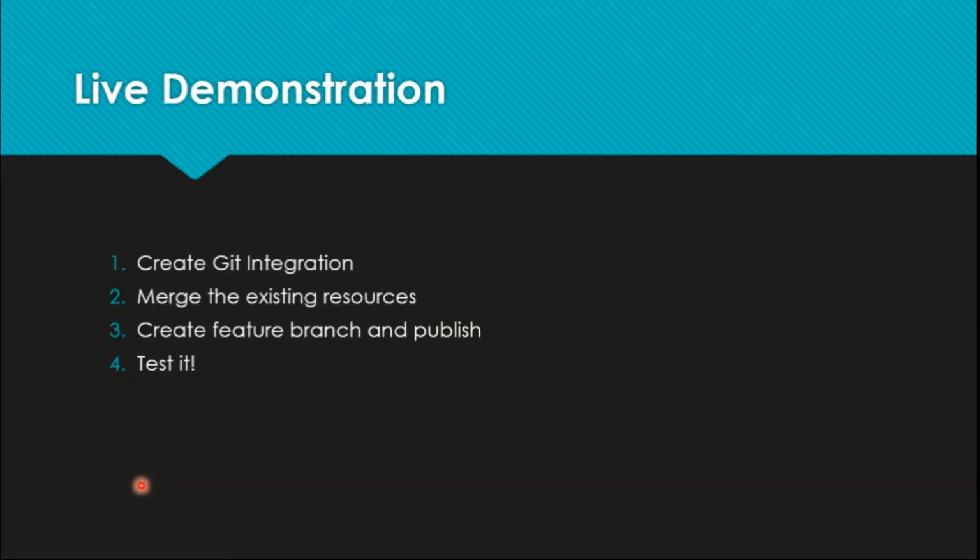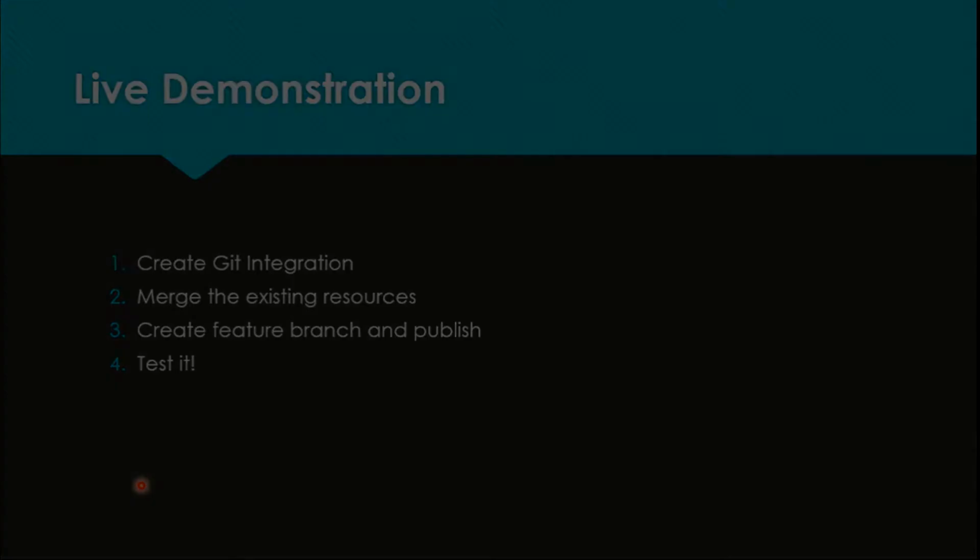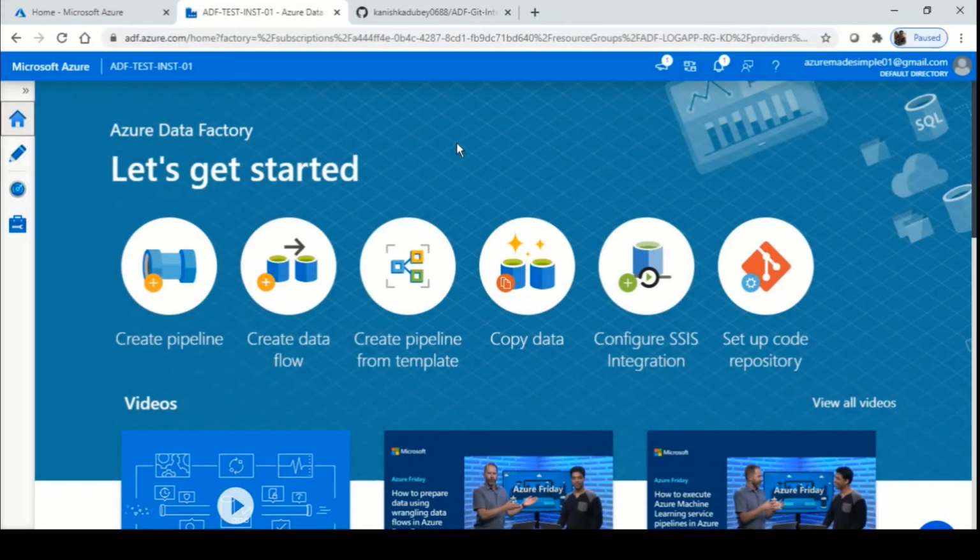Moving ahead towards the live demonstration. As we can see, this is the home page of Azure Data Factory. Now we can set up the code repository in two ways: either through the home page, Set up code repository, or we can go to the pipeline and set up the code repository there.